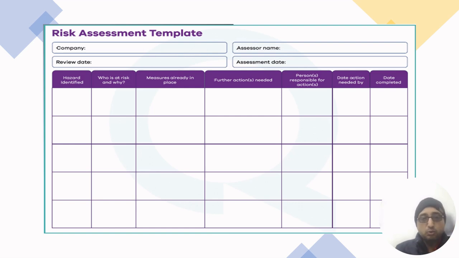Now let's check who might be harmed. The person who is erecting the scaffold can be harmed. A worker working on the scaffold can be harmed. Maybe someone passing by can be harmed. So all these can be harmed. So now let's evaluate the risk one by one.